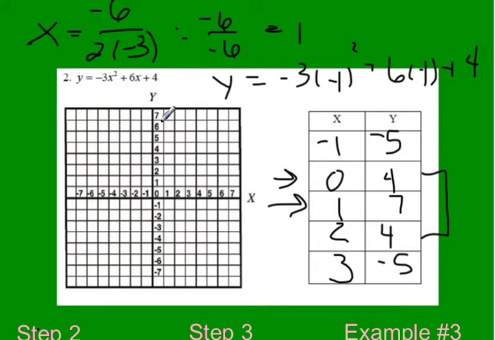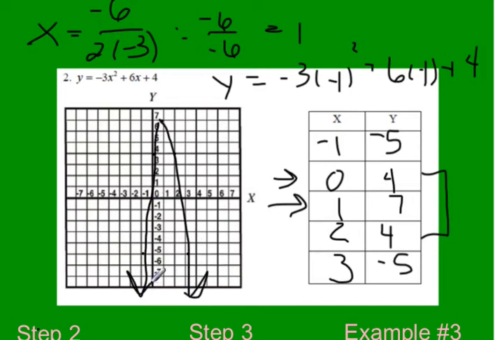We're going to plot that point. And then we're going over 0, up 4, left 1, down 5. Then I'm going to go over 2, up 4, over 3, down 5. So now I can go ahead and graph this quadratic.